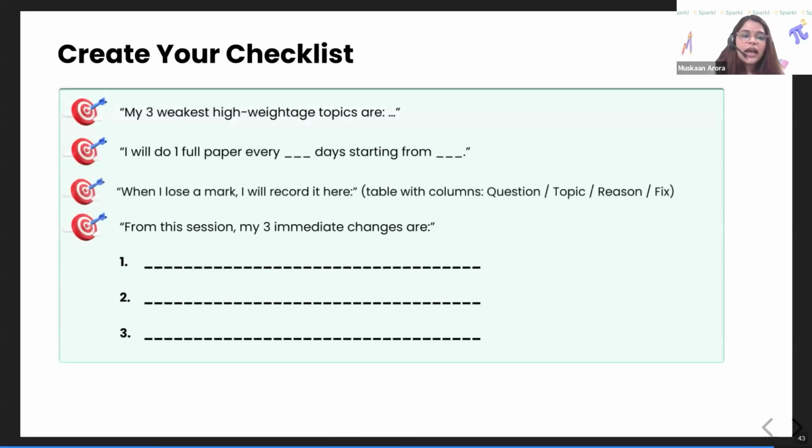Now, by this time, you should have your checklist ready, a plan ready, that I'm doing this every day, uninterrupted for the e-assessment. These are my strengths, these are my weaknesses, and this is what I'm going to work on. And this is how I'm going to work on my sources for the preparation. All of these things should be sorted.